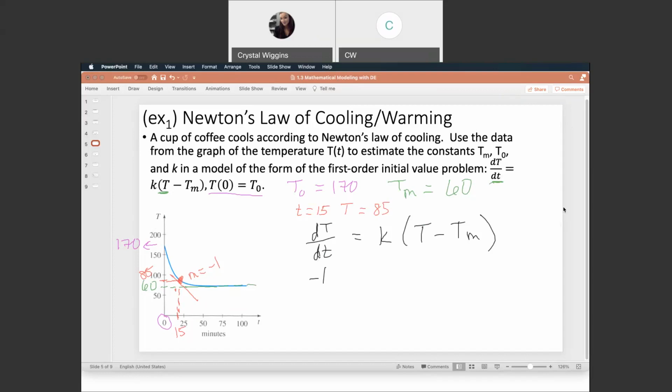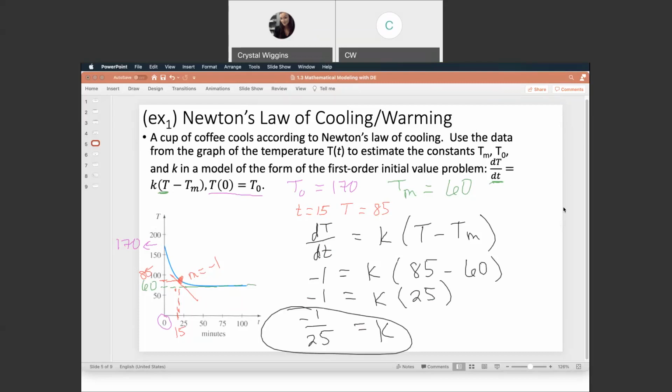We have -1 is equal to K times 85 minus 60. So we get -1 is equal to K times 25. So K is coming out to be -1 over 25 is the proportionality constant, at a very, very rough estimate, considering all these numbers came from a vague graph. So the last step is just to put them into the formula so that in the next couple sections, when we start revisiting these word problems and they actually give us something to solve for, we know how to get the original formula.